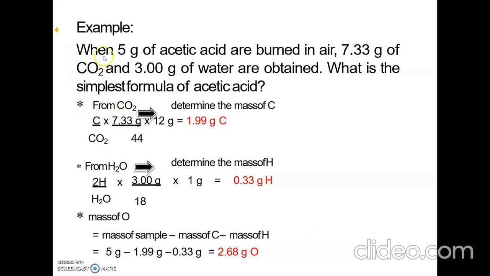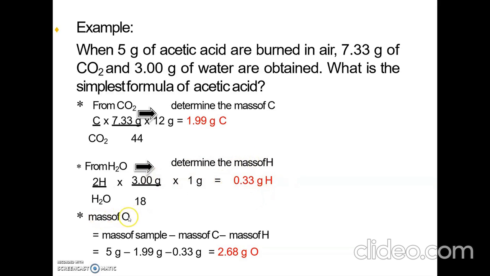So daripada carbon dioxide ni kita boleh cari mass of carbon. Macam mana nak cari? So carbon 1 mol dalam carbon dioxide, so 7.33 gram mass dia, kita bahagi dengan 44 ialah molar mass of carbon dioxide times 12 sebab kita nak cari carbon. So you akan dapat 1.99 gram of carbon. Okay, daripada water kita boleh cari mass of hydrogen. So dalam formula ni ada 2 mole of hydrogen dalam 1 mole of water times mass dia 3 grams divided by 18 adalah molar mass of water. Okay, times 1 sebab 1 is mole. Mass of hydrogen adalah 1 gram. So you akan dapat 0.33 gram of hydrogen.